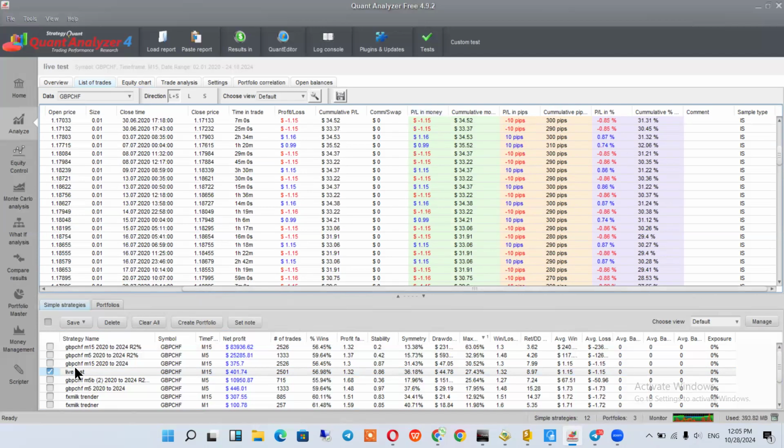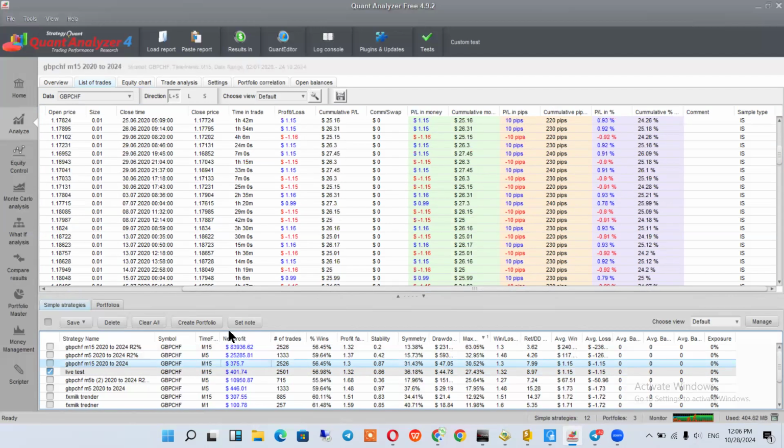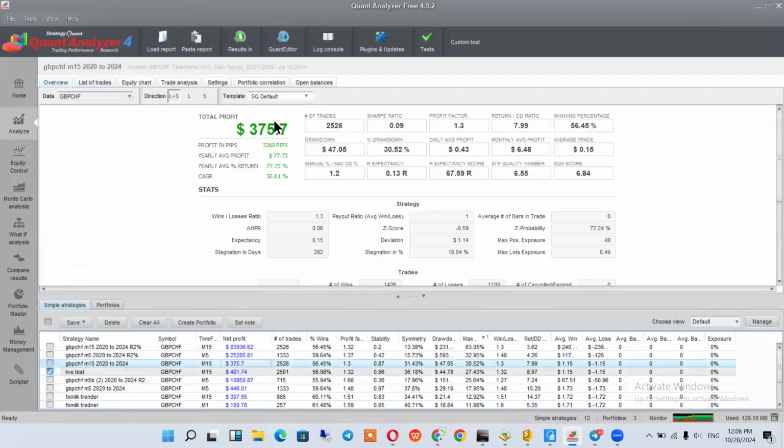Now, this same live test, I think it's still the same thing as this. I'm not totally sure, but I think now I can show you this: GBPCHF 2020-2024. This one here. Okay, let's check the overview. Yeah, this is it, 2020-2024.